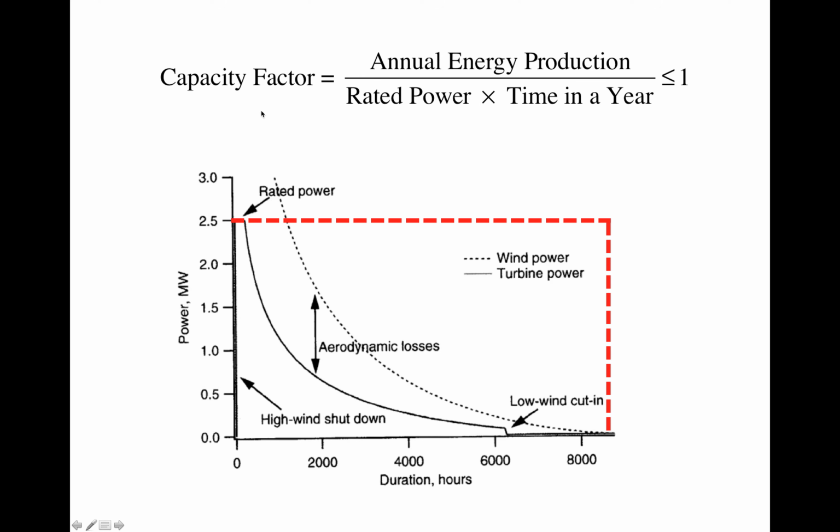And then the capacity factor is just the actual annual energy production divided by that energy, if the wind turbine is actually running at its full capacity for 1 year. And by definition, this capacity factor must be smaller than or equal to 1.